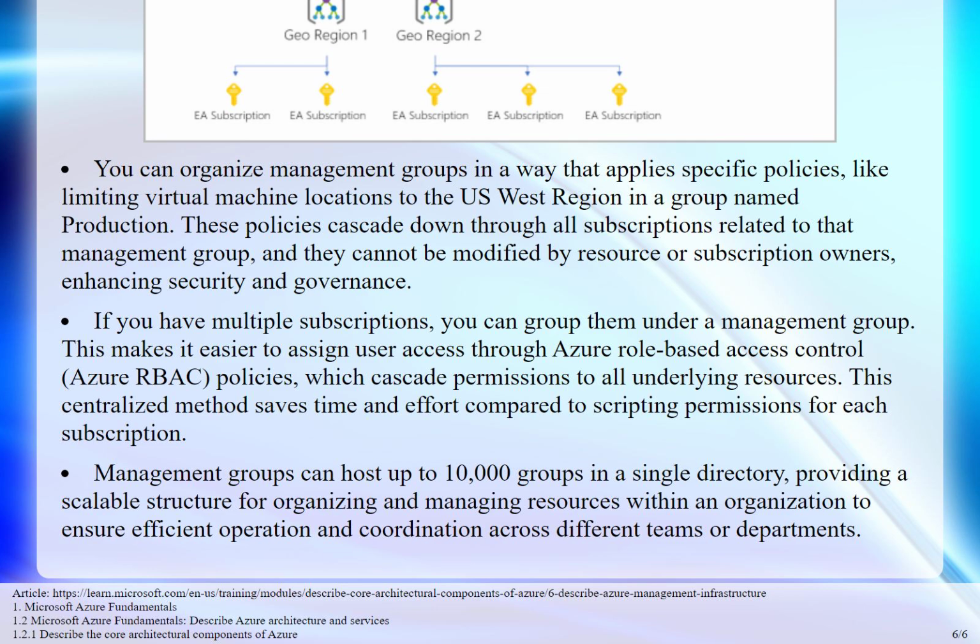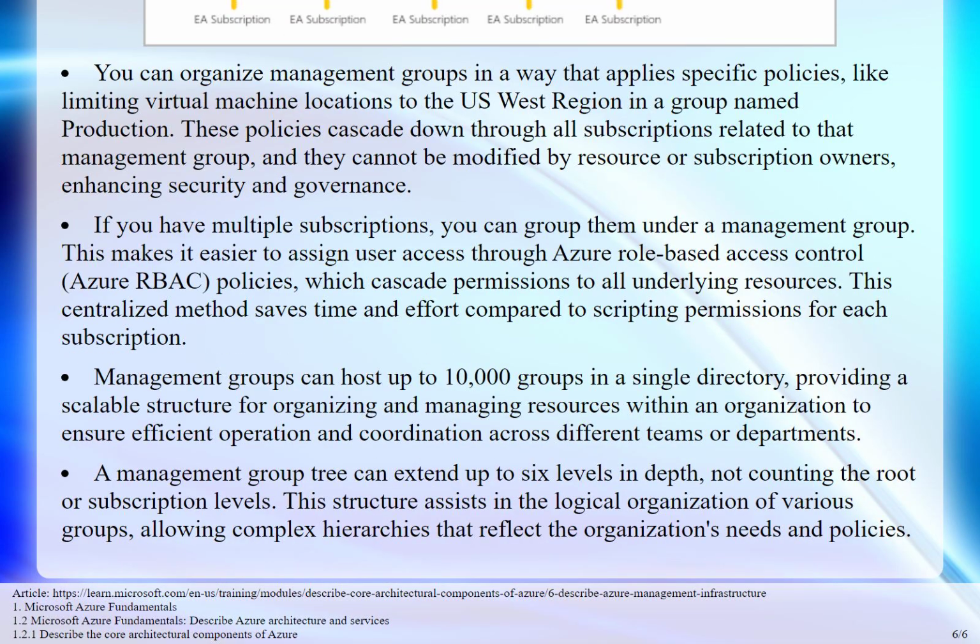Management groups can host up to 10,000 groups in a single directory, providing a scalable structure for organizing and managing resources within an organization to ensure efficient operation and coordination across different teams or departments. A management group tree can extend up to 6 levels in depth, not counting the root or subscription levels. This structure assists in the logical organization of various groups, allowing complex hierarchies that reflect the organization's needs and policies.